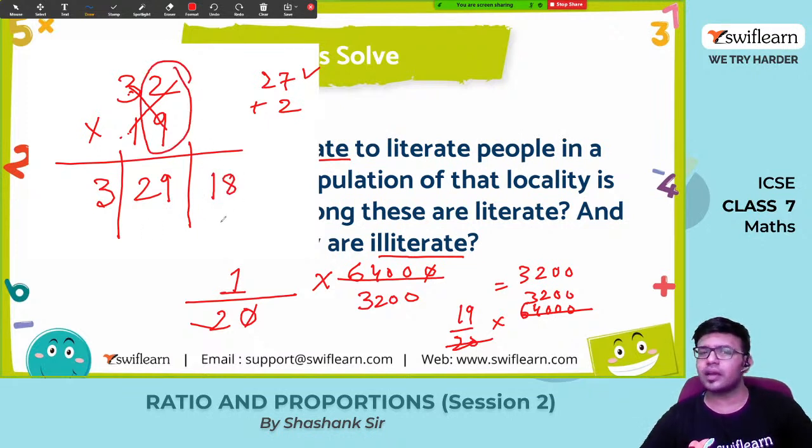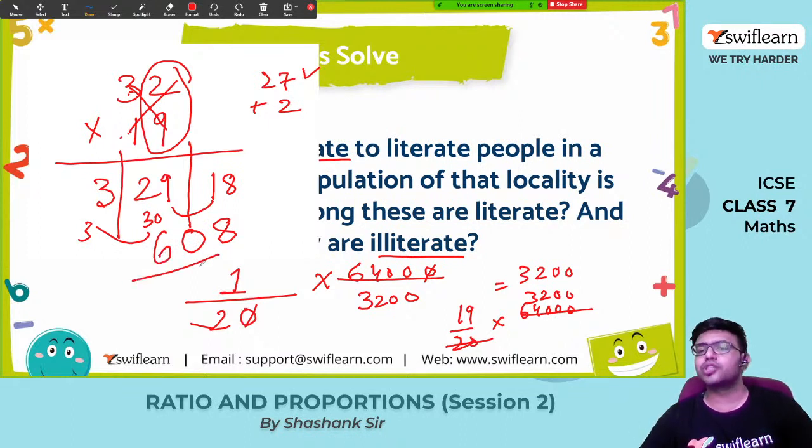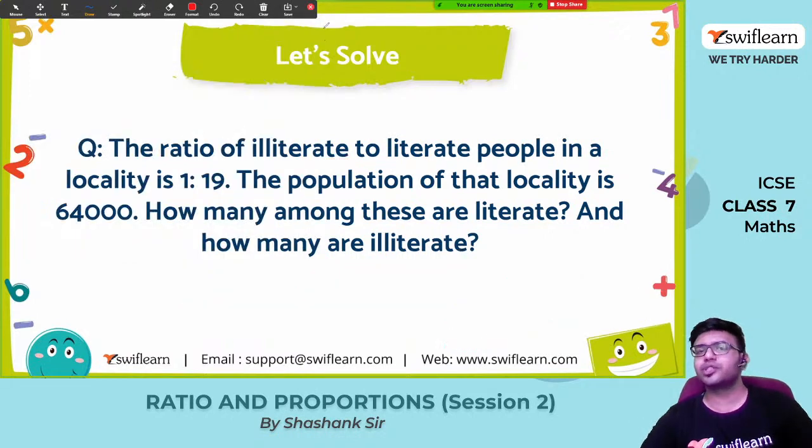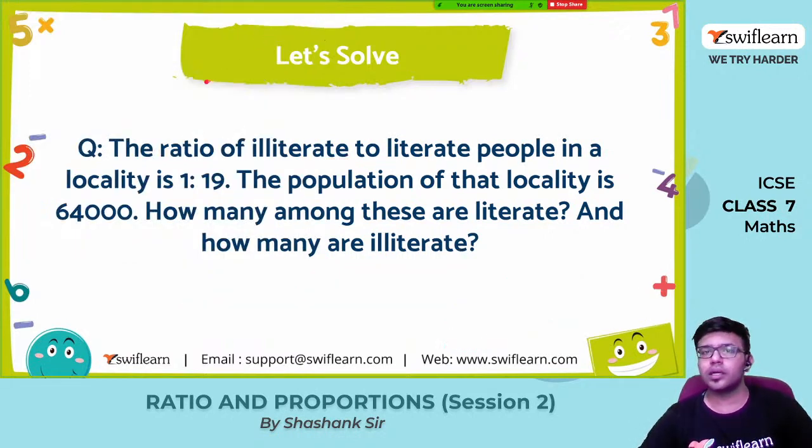How to write the final answer? 8 as it is, 1 is carried. 29 plus 1 is 30, so 0 here, 3 is carried. 3 plus 3 is 6. So 608 is 32 times 19. But we have 3200, so put 2 zeros more. So 19 times 3200 is 60800. So this many literates are there in the society, which they have mentioned. This is how we solve it.